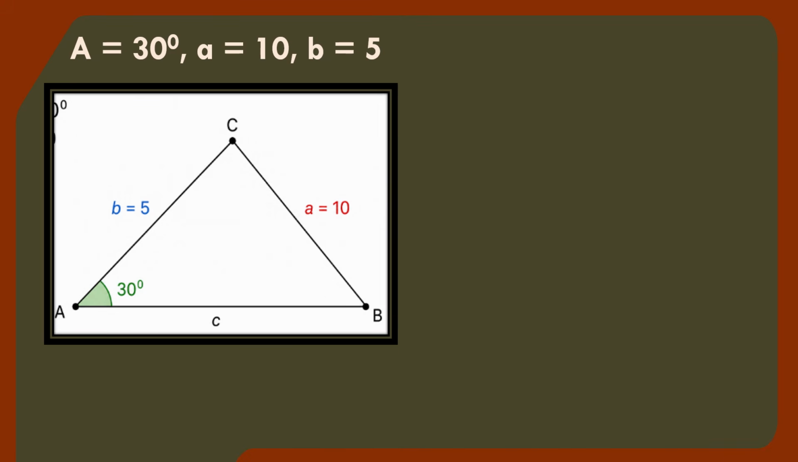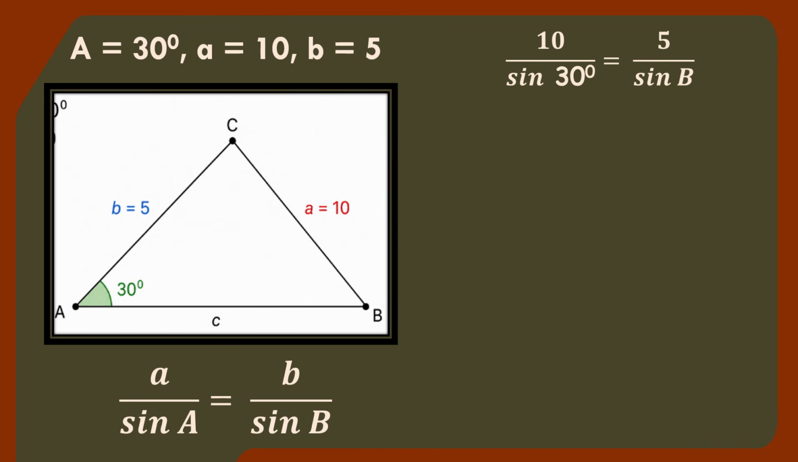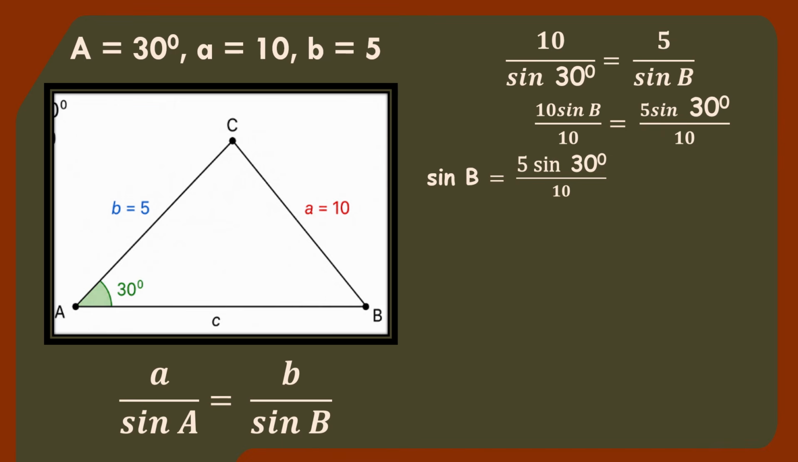In the given for number 1, angle A is 30 degrees, side a is 10, and side b is equal to 5. Our formula is a over sine A is equal to b over sine B. So let us replace. That becomes 10 over sine 30 degrees is equal to 5 over sine B. Let us cross multiply: 10 sine B is equal to 5 sine 30 degrees. Divide both sides by 10 to get sine B. So sine B is equal to 5 sine 30 degrees all over 10.